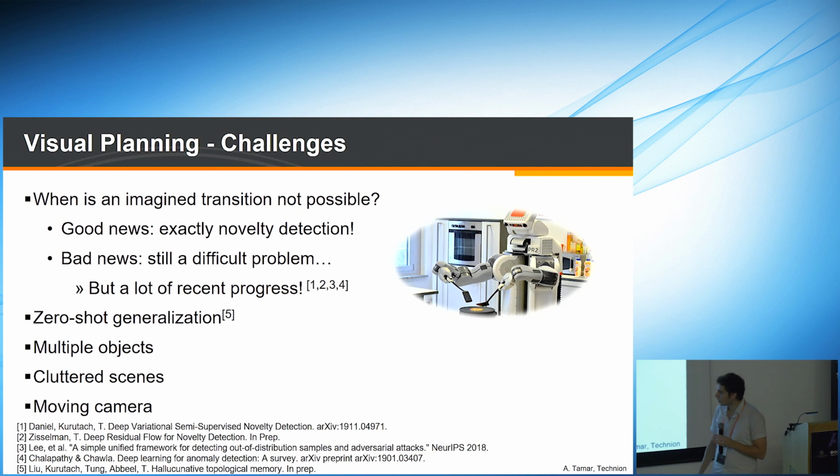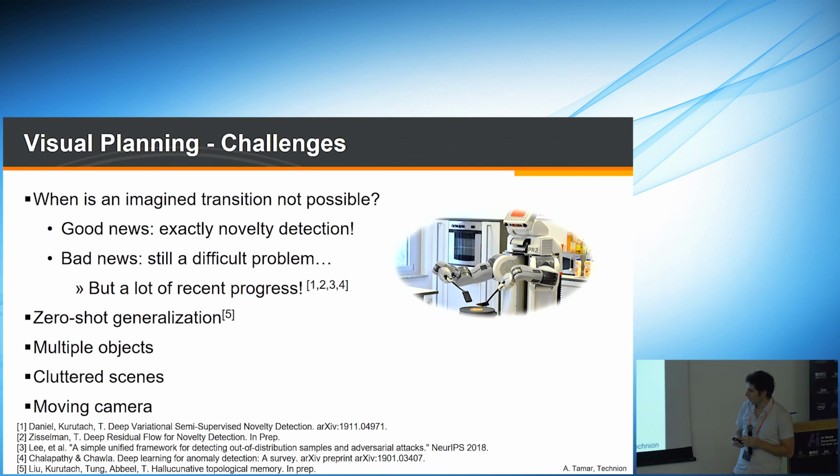Another thing is how to handle multiple objects. So obviously when you have multiple objects interacting, the difficulty of the problem grows exponentially. And we're actually looking into approaches that classical planning people looked at. We're using object-oriented representations and things like that. But this is still a very open problem.